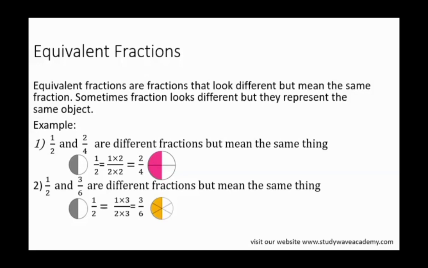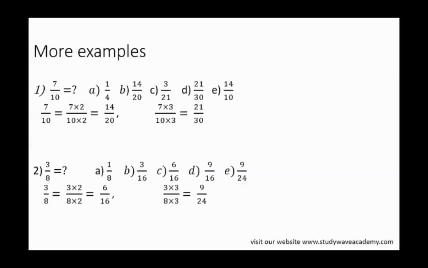Now, if we look at the object beside 3 over 6, we see that the object is divided into 6, right? And how many parts are shaded? 3 parts. But if we look at both objects, 1 over 2 and 3 over 6, we will see that they both look alike, right? They are both divided into half. Very good. I hope we understood, right? Good. Now let's go over to more examples.